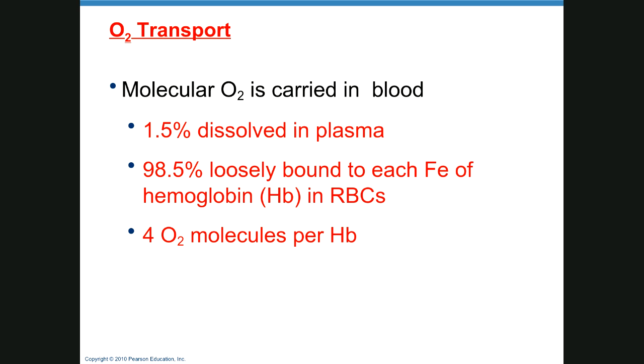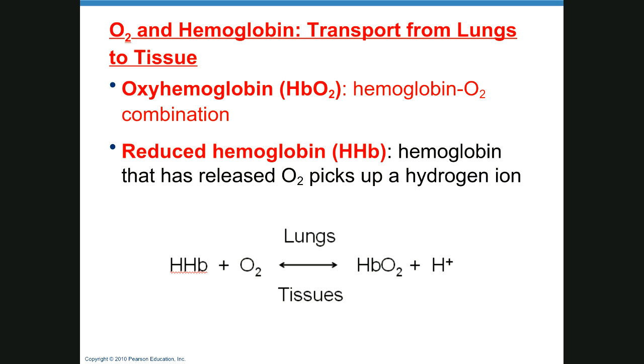Okay, transport of oxygen is very easy. Oxygen is transported in the hemoglobin. That's basically it. Each hemoglobin can transport 4 oxygen molecules, so a hemoglobin molecule that is completely saturated is called oxyhemoglobin. A hemoglobin molecule that has lost its oxygen is called reduced hemoglobin.